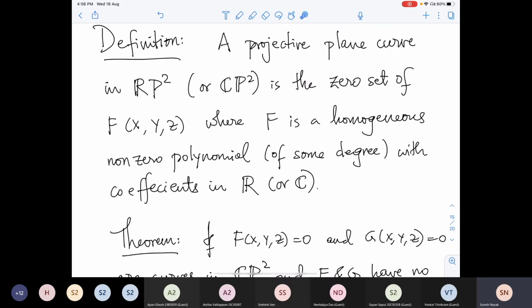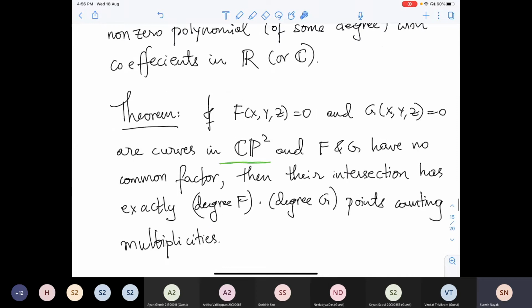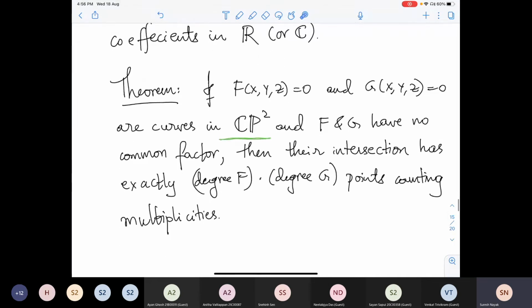So if you want to work in RP2, you'll use R. If you want to work with CP2, you can use C. Or even if you work with R, you can still look at the corresponding complex points, which is what we have to do with the parabolas and all. And so then we have the following theorem. I forgot to mention the name. It's usually called Bezout's Theorem.